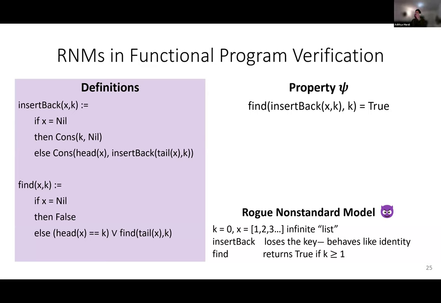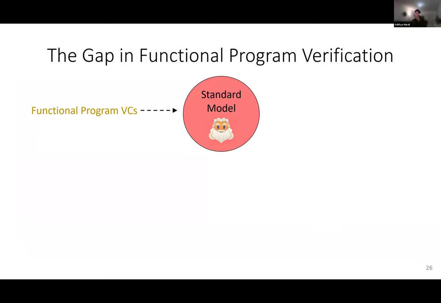So once again, you have to eliminate these spurious non-standard models because we don't really intend to check the property on any models where we have infinite lists, right? We are really thinking about a model of algebraic data types where we have finite lists. And once again, we have to eliminate such spurious models using lemmas, right?